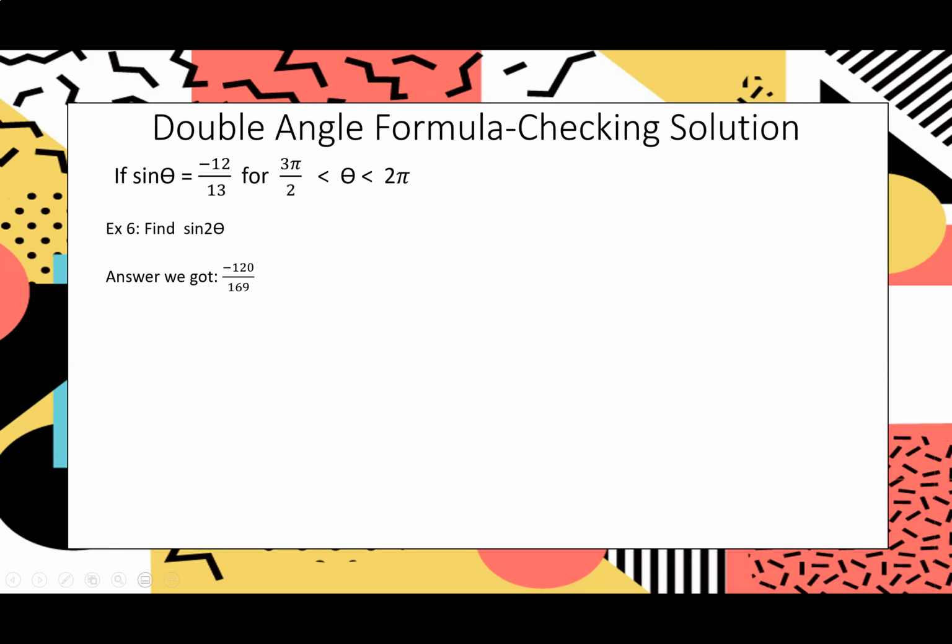All right, so on example 6, we did this problem and we found that our answer was negative 120 over 169. I want to take a second to see if our sign was correct, meaning should we have gotten a negative answer? Well, remember, we started at 3 pi over 2, and we're in between 3 pi over 2 and 2 pi. So we're something like this, right? And we've got 5, negative 12, and 13.